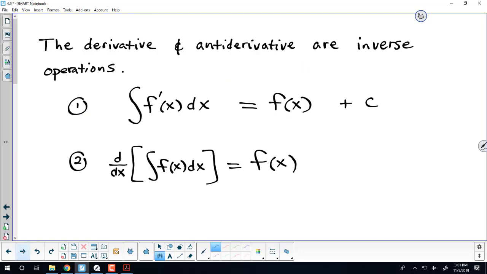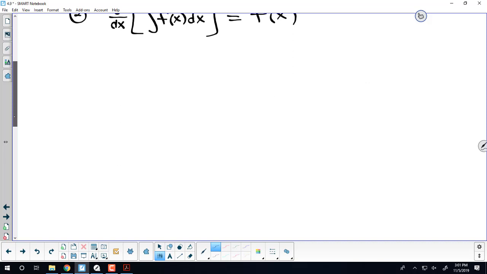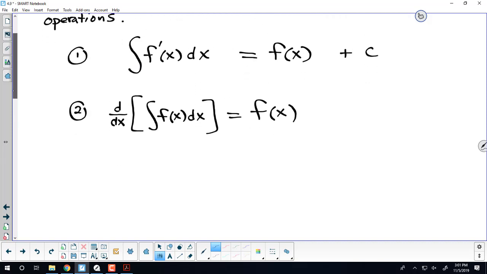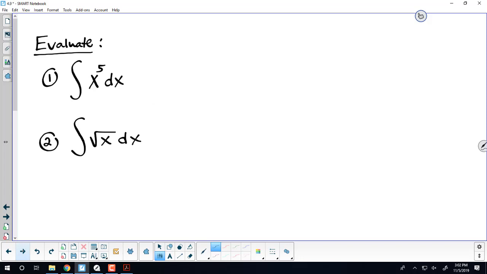Already mentioned that. Sorry, my notes are out of order. But we do get one rule for finding antiderivatives, and we'll just leave that. It's worth mentioning again. We get one rule for antiderivatives in this section.